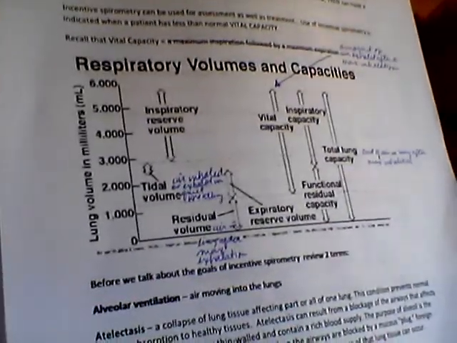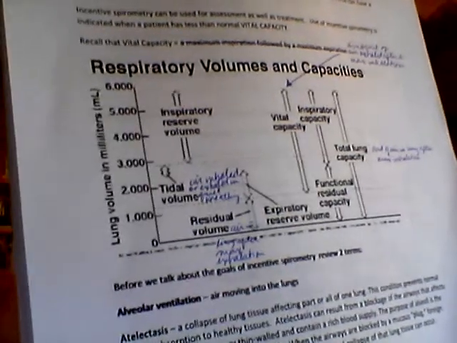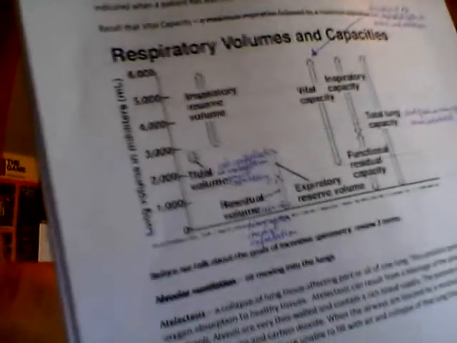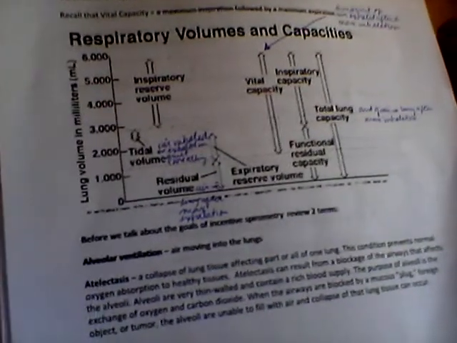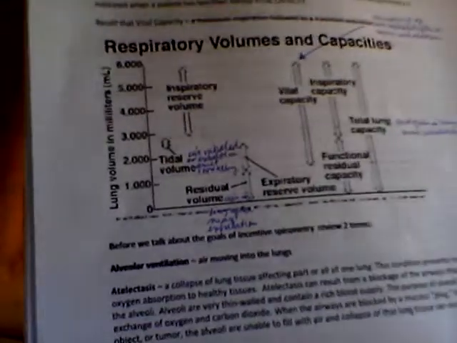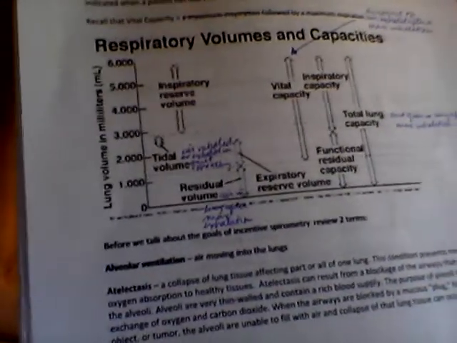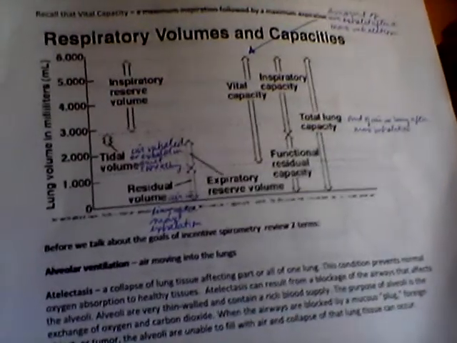Okay, tidal volume is the amount of air inhaled or exhaled at rest. Residual volume is the amount of air that's remaining in the lung after a maximum exhalation. So remember, residual volume is going to rise in people with obstructive lung diseases like emphysema because they have trouble getting the stale air out. I know I'm not using a medical term saying stale air, but that's the problem they have. They have rising residual volume.